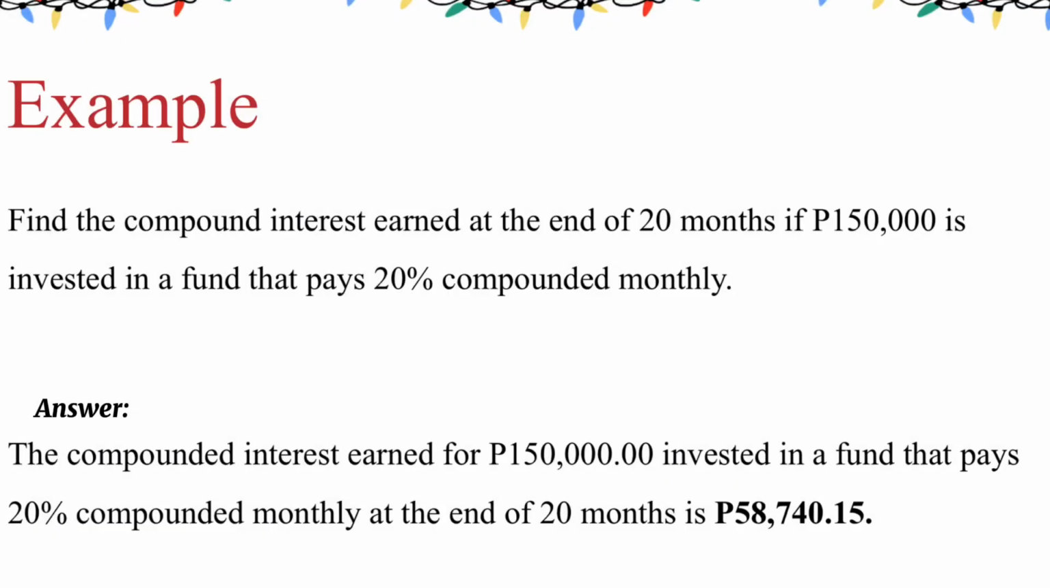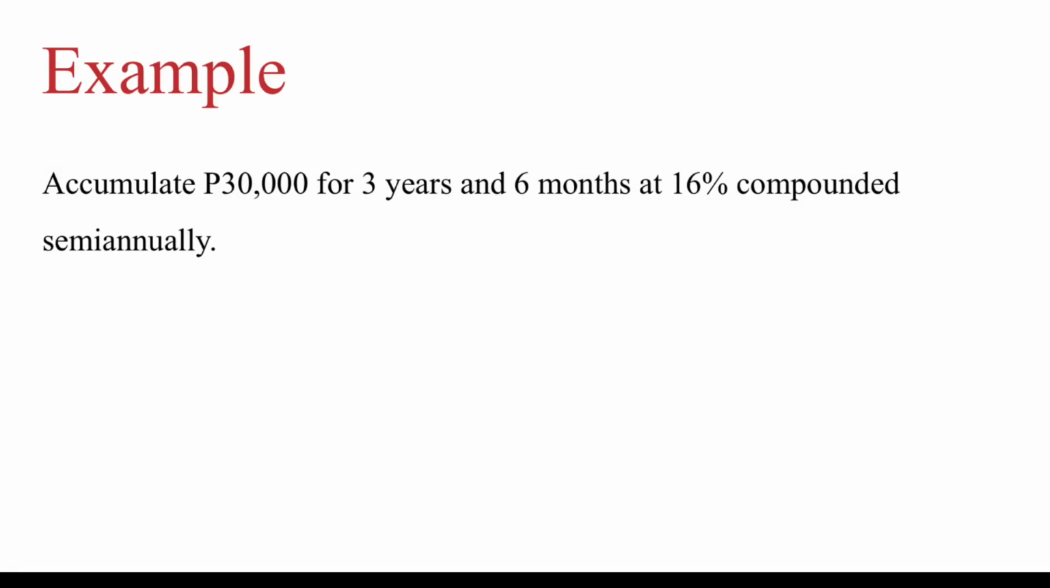Therefore, the compound interest earned for 150,000 pesos invested in a fund that pays 20% compounded monthly at the end of 20 months is 58,740.15 pesos. Let us try another problem.